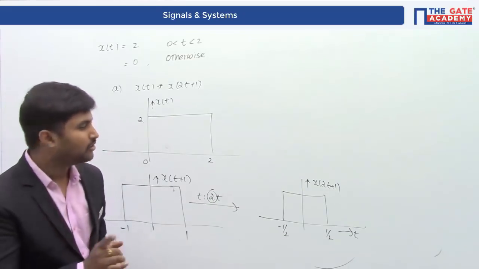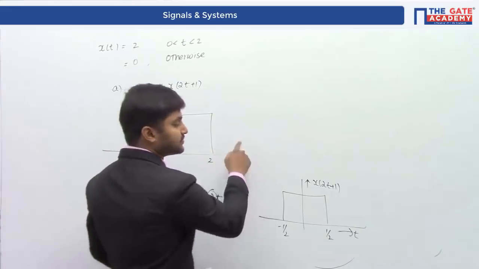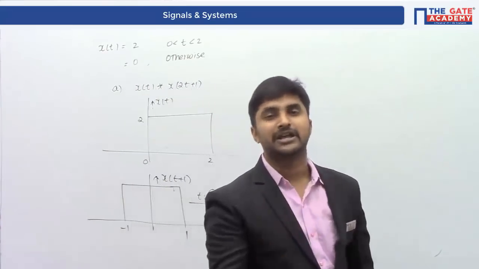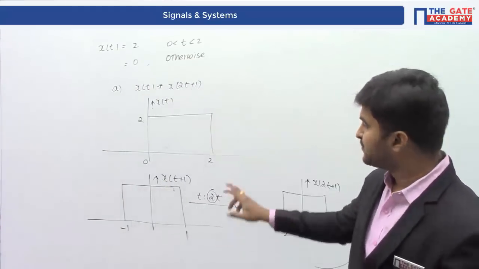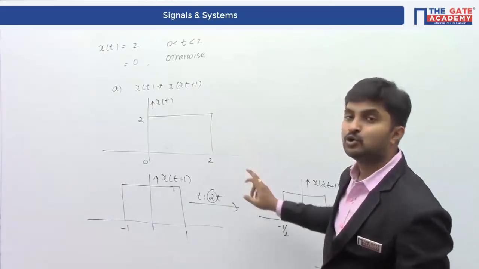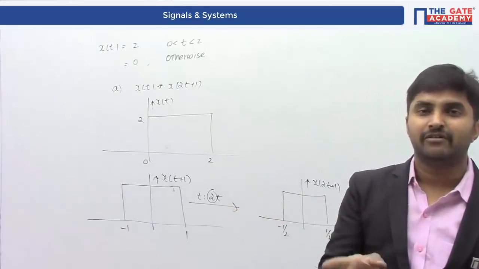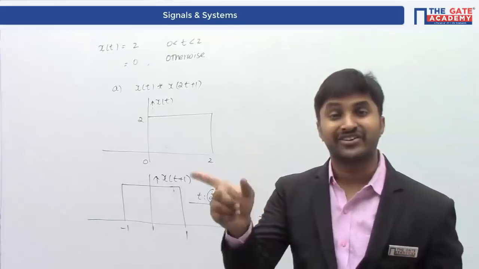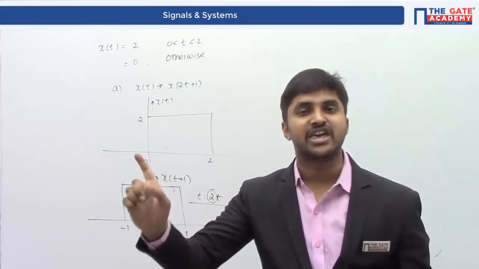Now what we are going to do? We are going to convolve these two signals. We observed one property when we were discussing in the class. Whenever we are convolving two rectangular pulses, the first case is when they have equal width.